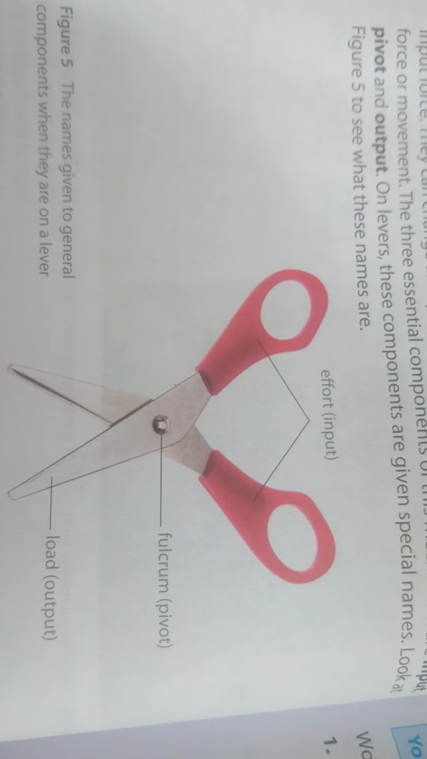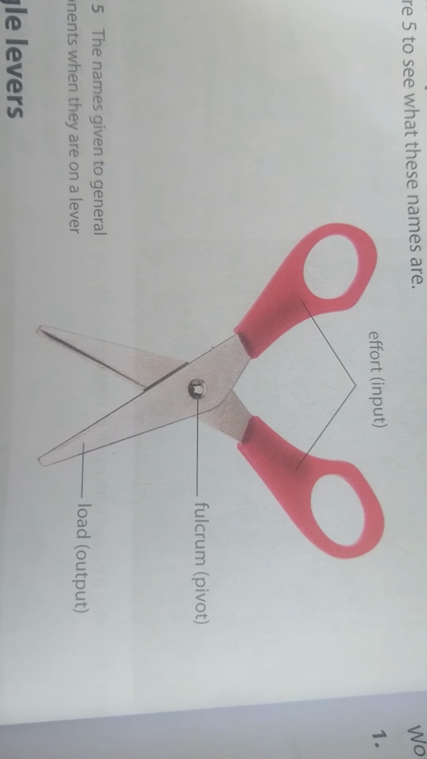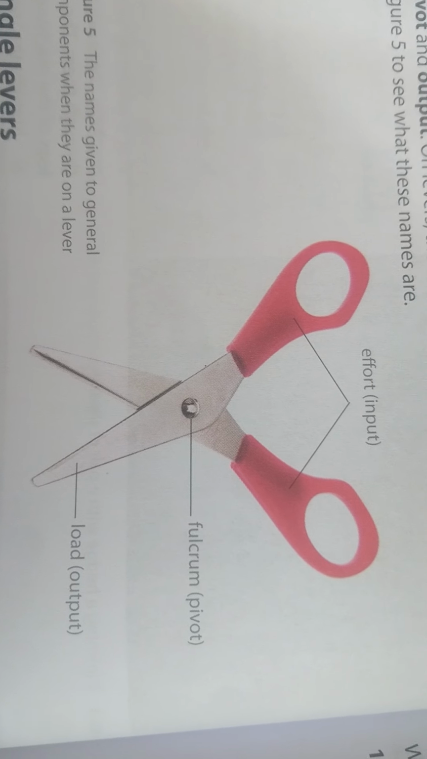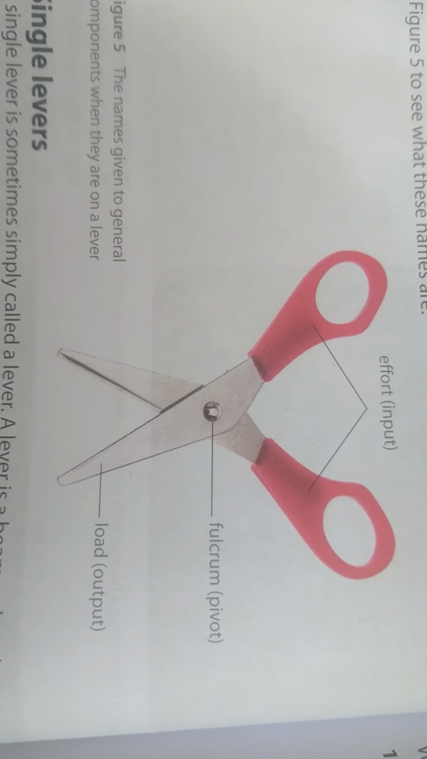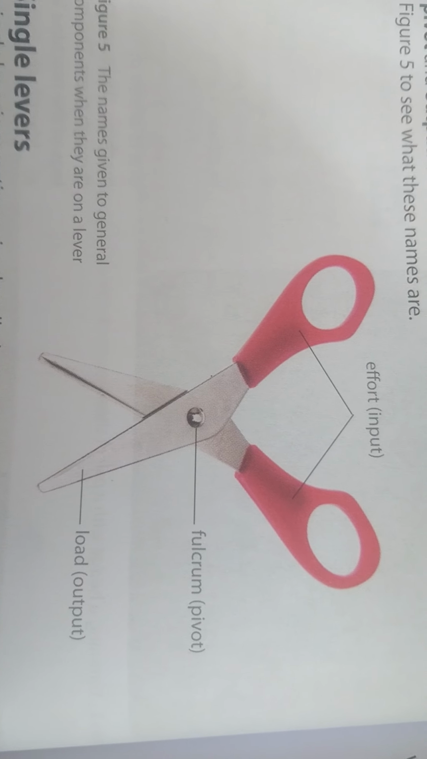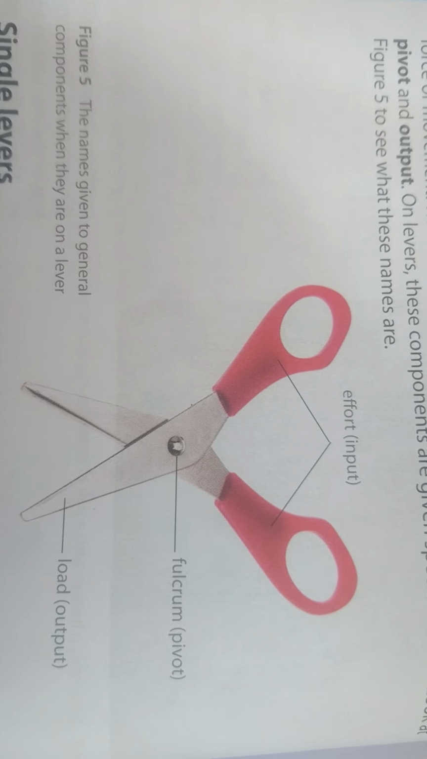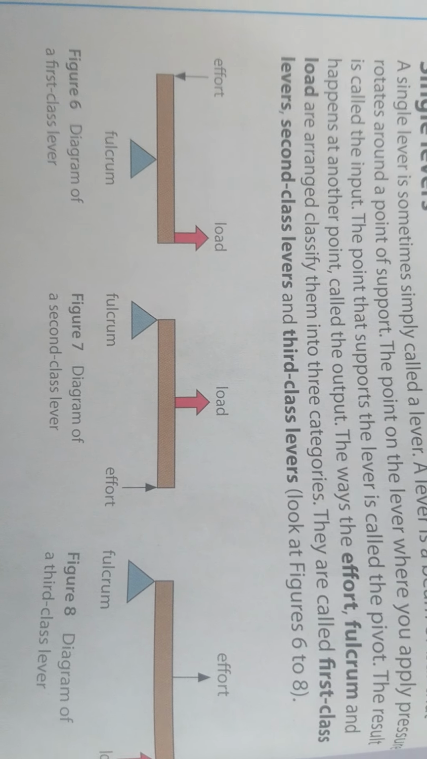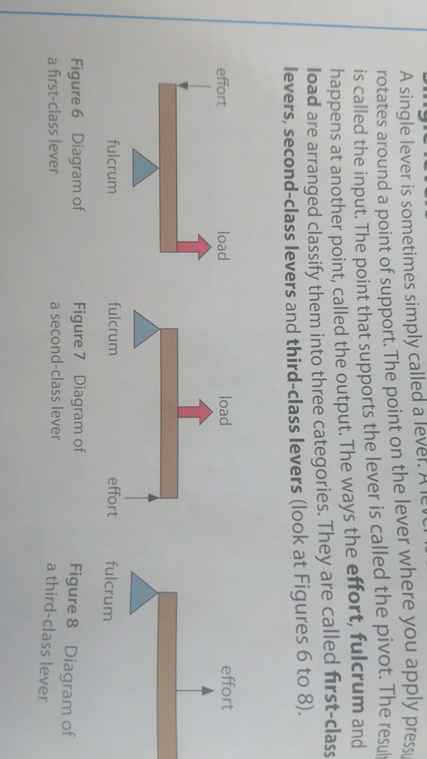Okay, as you can see, it shows you where the effort goes in, right? We have the fulcrum, which is our turning point, and we have the load, which is an output, which creates our output or desired result. Okay, this is an example of a simple lever. Now we are going to look at 3 different types of levers that we have done in previous grades, and this is the first class lever, the second class lever, and the third class lever.